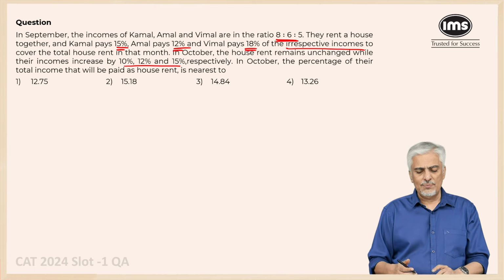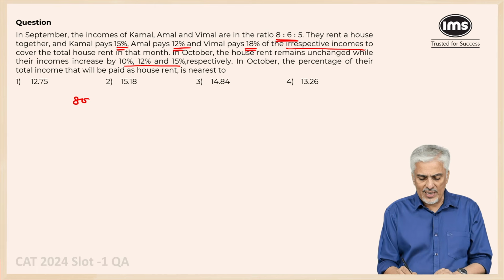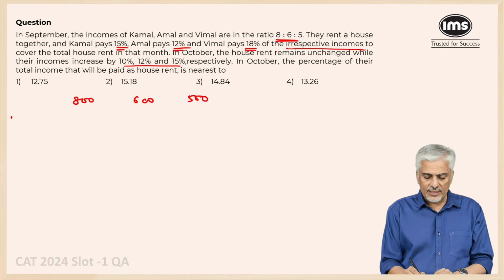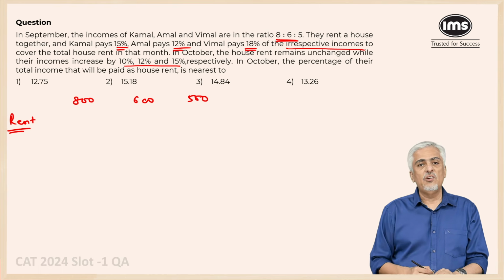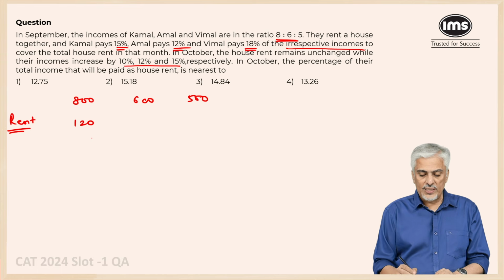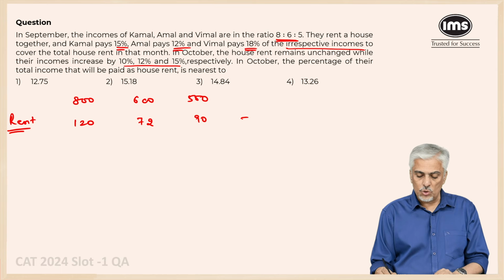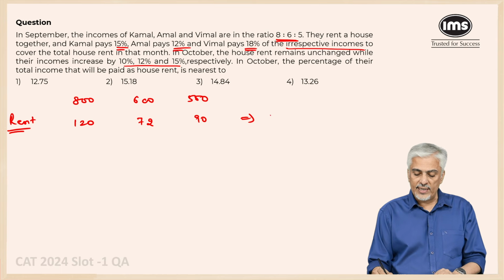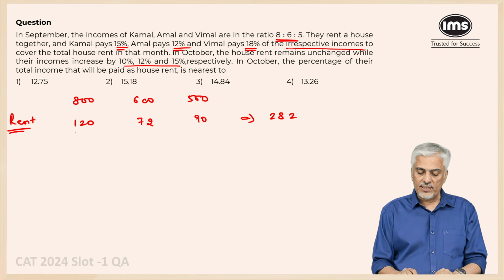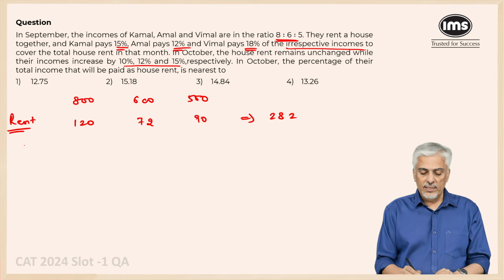So let's start with some numbers. Let the incomes be 800, 600 and 500. So what was the rent they were paying? Kamal pays 15%. 15% of 800 is 120 rupees. 12% of 600 is 72 rupees. 18% of 500 is 90 rupees. So the total rent being paid was 282. Let's just check that again. 210, 282. Yeah, 282 is the house rent.